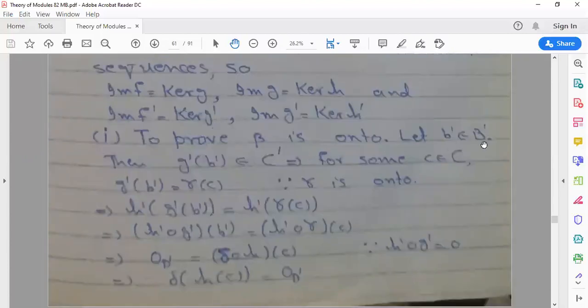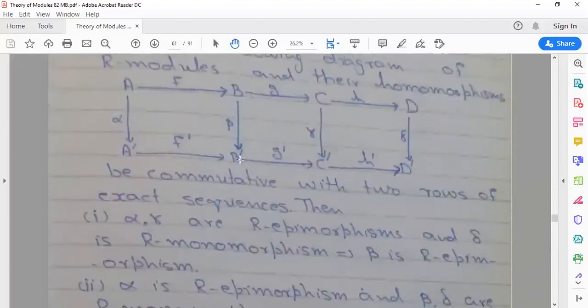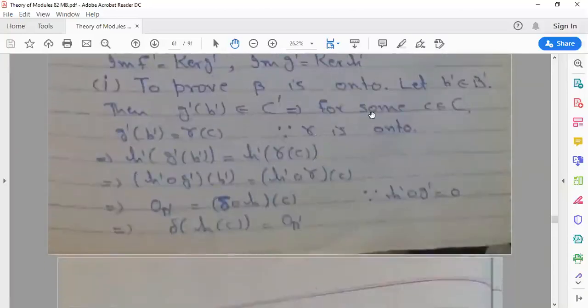So B dash belongs to B dash, then we apply G dash to B dash, which should belong to C dash. See the functions in the diagram. B dash is taken from here and assigned to G dash. The result will belong to C dash. So G dash of B dash is equal to gamma of C, where C belongs to C, because gamma is onto.